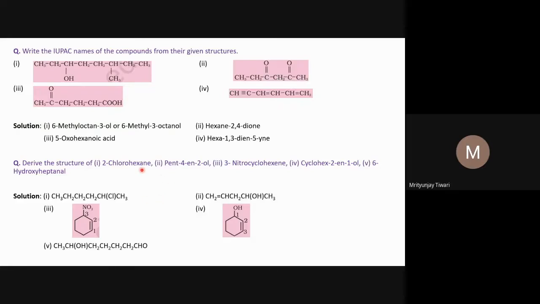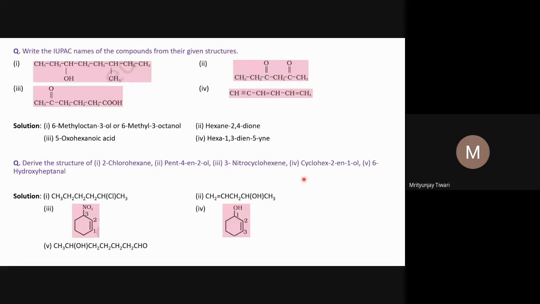Now we have to write the structure of pent-4-en-2-ol. Pent means 5 carbon atoms are there. So we again write 5 carbon atoms first, and then ask at what position the ene is. At the fourth carbon atom there is a double bond. So we will write the double bond here at the fourth carbon atom.